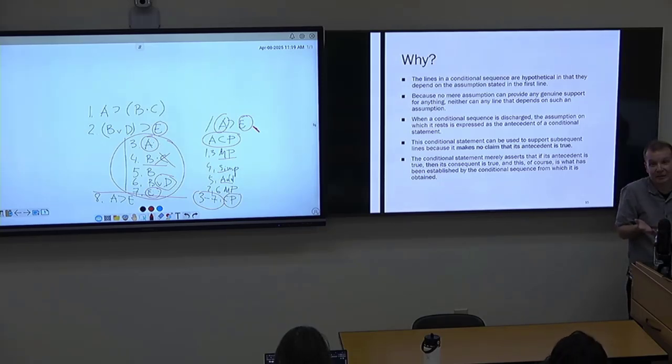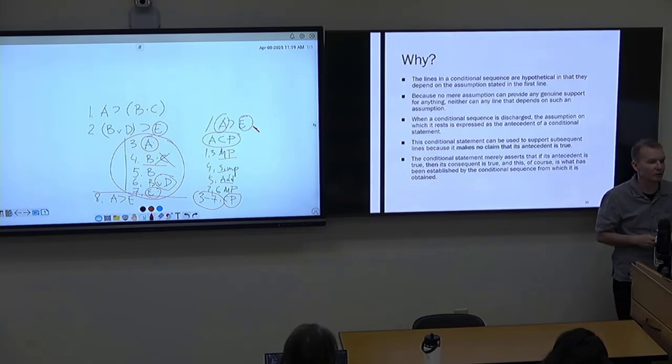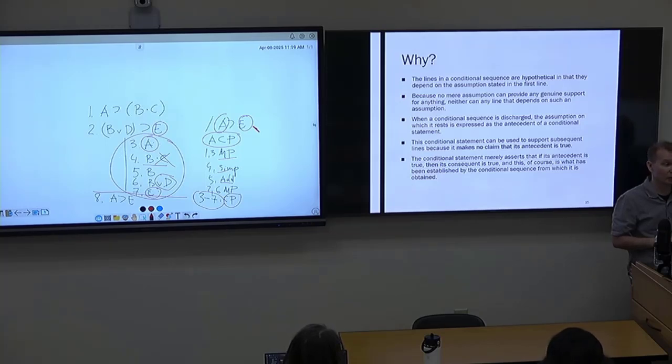So we're not claiming it is actually true. We're just saying if. The conditional statement merely asserts that if the antecedent is true, then its consequent is true. And this, of course, is what has been established by the conditional sequence from which it is obtained.